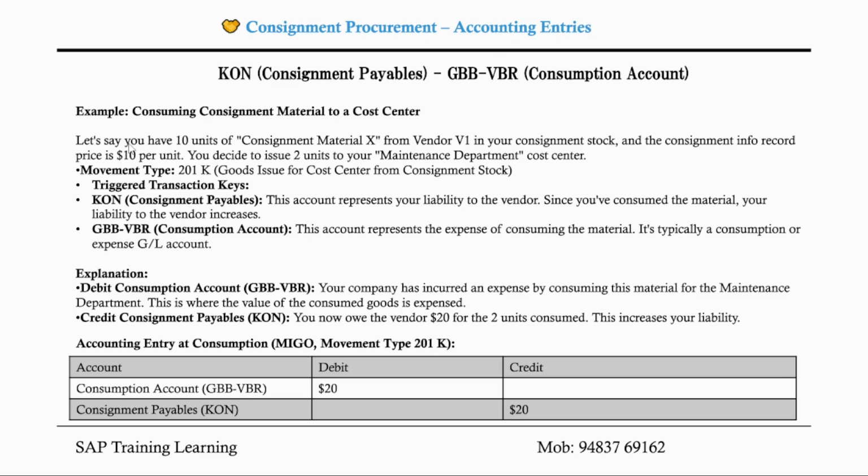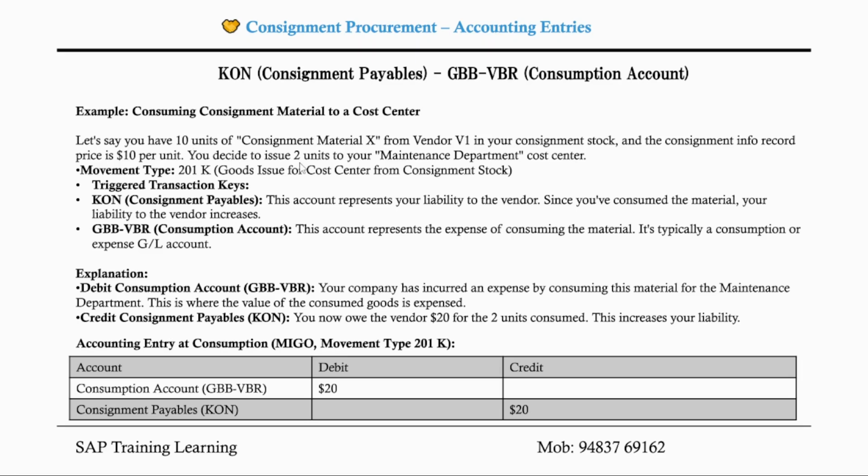Let's take an example. Let's say you have 10 units of consignment material. Okay, 10 units of consignment material X from vendor V1. So you got a material X of 10 units from vendor V1 in your consignment stock. And the consignment info record price is $10 per unit. So 10 units, $10. It will become your $100 worth. You decide to issue 2 units to your maintenance department cost center out of this 10 units.